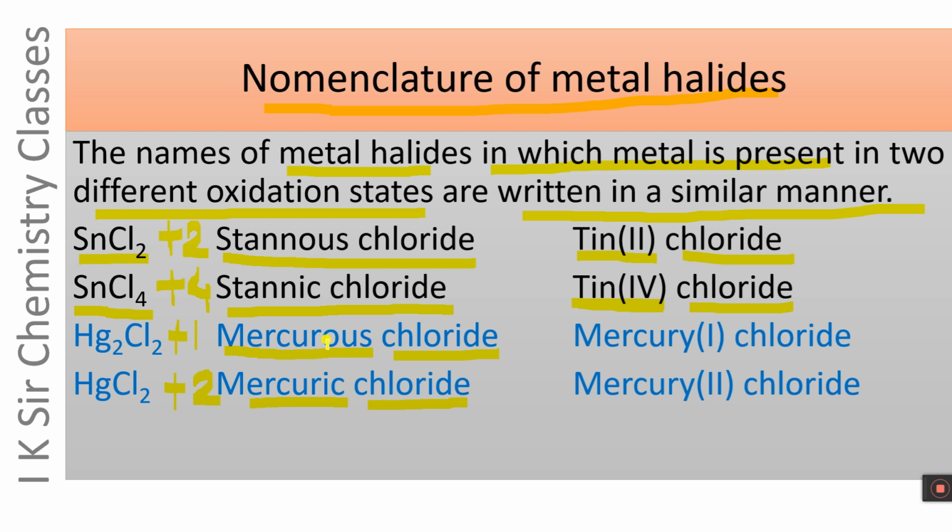The suffix "-ous" is written for the chloride in the lower oxidation state, while the suffix "-ic" is written for the chloride in the higher oxidation state. Their names in the IUPAC system will be given as mercury(I) chloride and mercury(II) chloride.